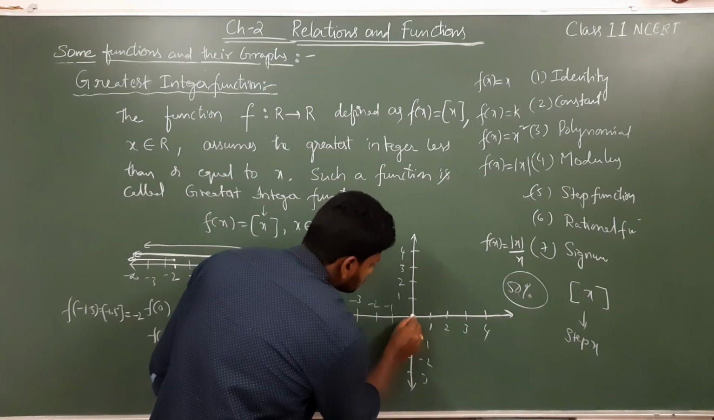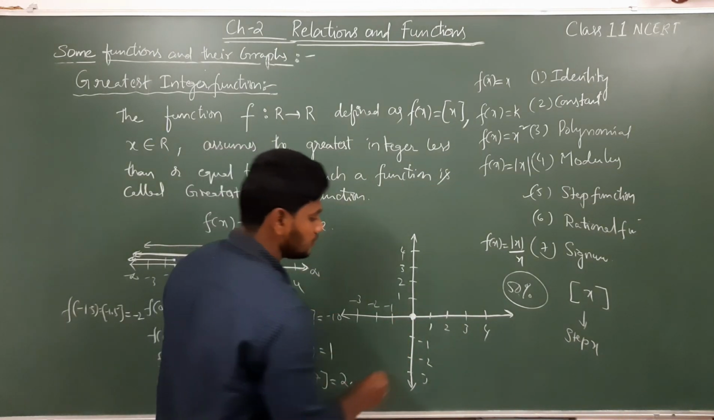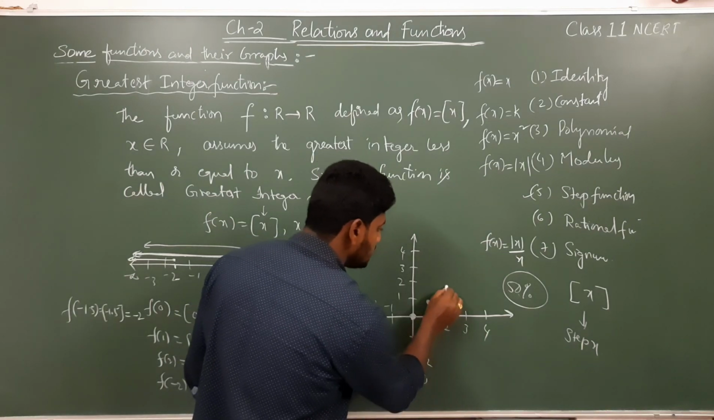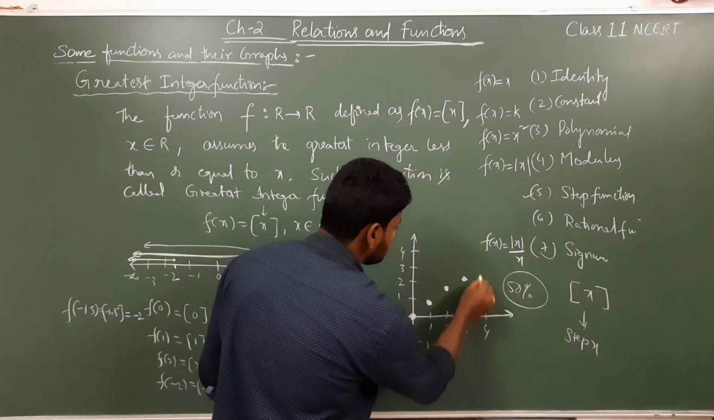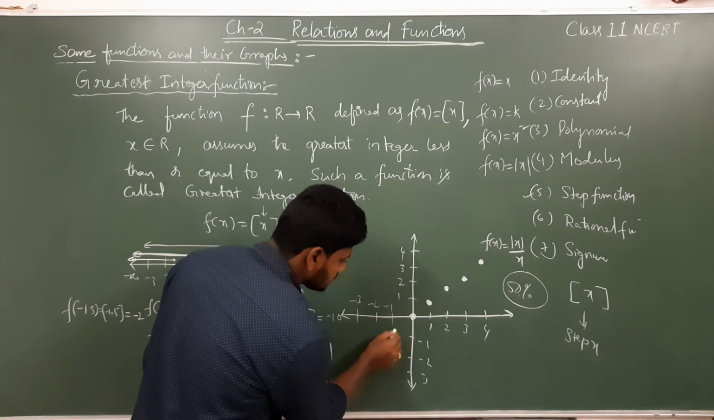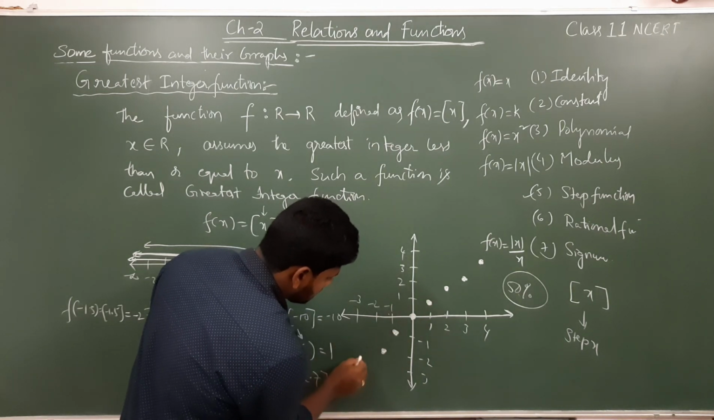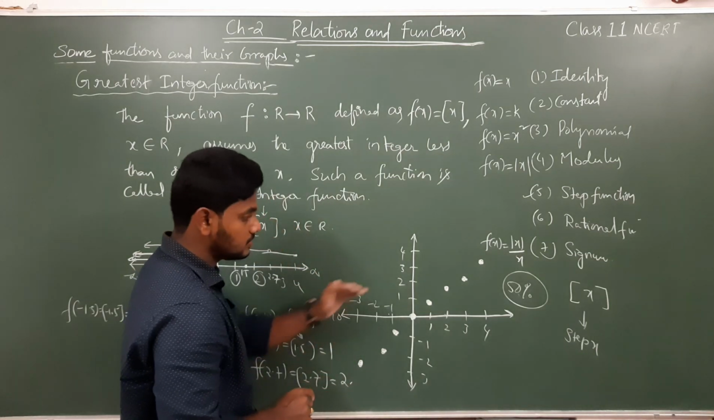Now I will substitute the values. 0 means 0 only. Integers give the same value. 1 means 1, 2 means 2, 3 means 3, 4 means 4, like that. For minus 1 it is minus 1, minus 2 is minus 2, minus 3 is minus 3. So it looks like steps.